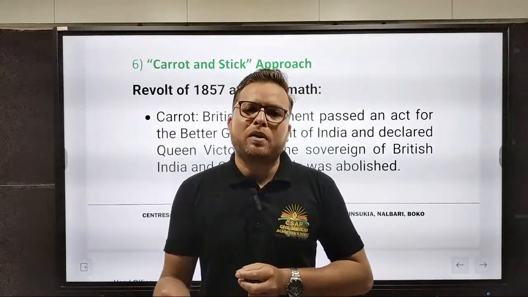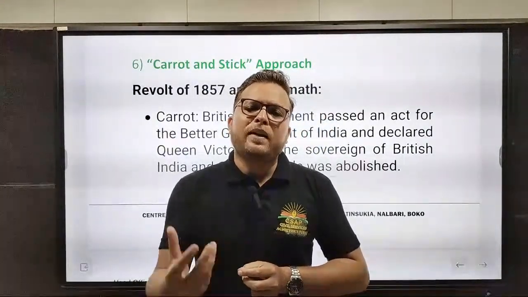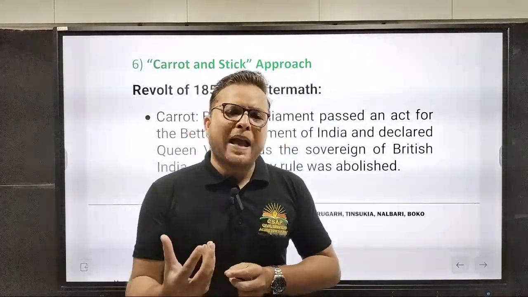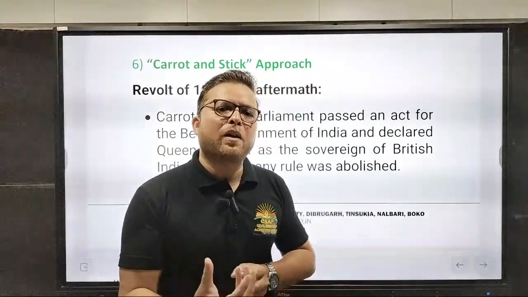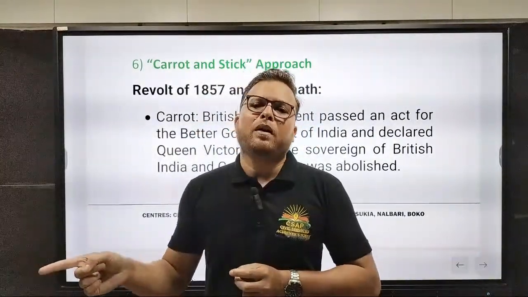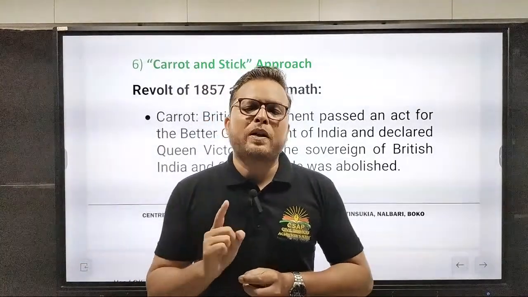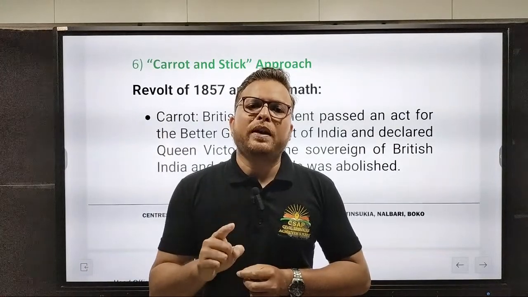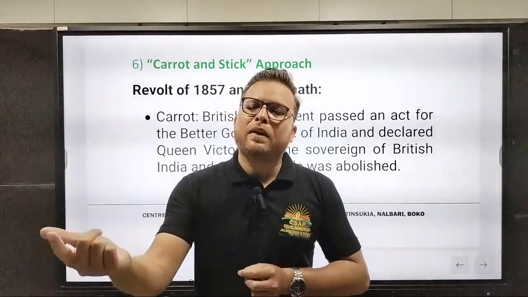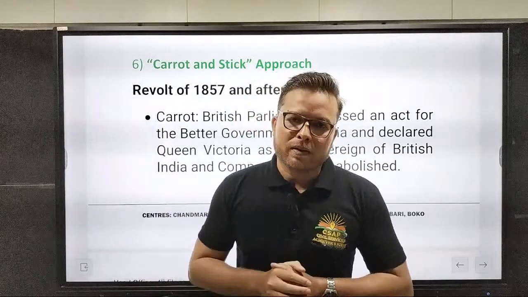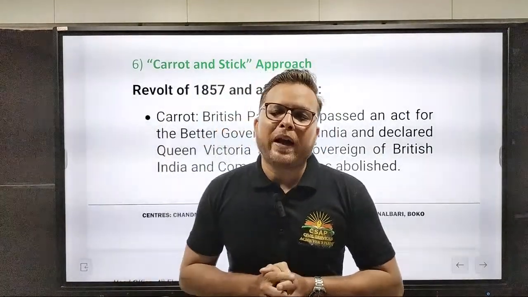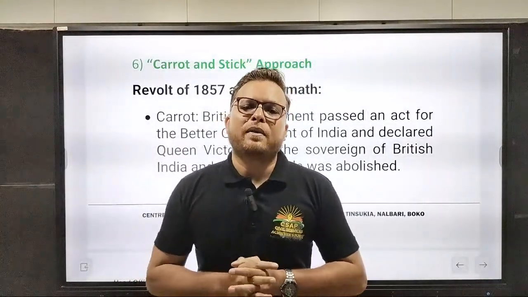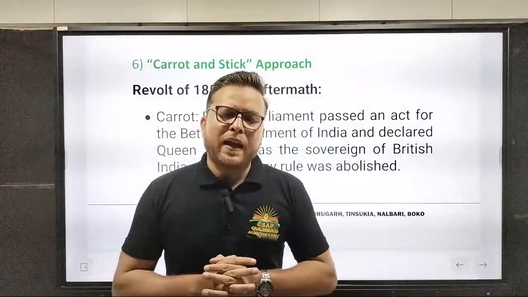In 1911, Lord Hardinge declared the annulment or the cancellation of the partition of Bengal. At the same time, he also decided to shift the capital from Calcutta to Delhi in 1911. So all these have to be seen as what? Rewards being given to whom? Being given to moderates. On the other hand, they were very, very severe and harsh towards the extremist leaders.